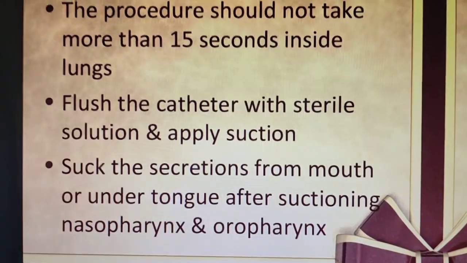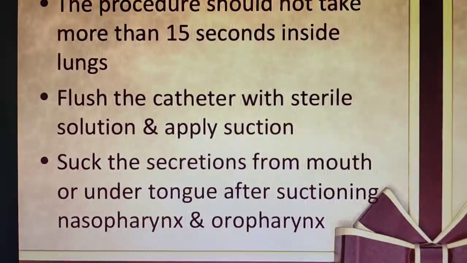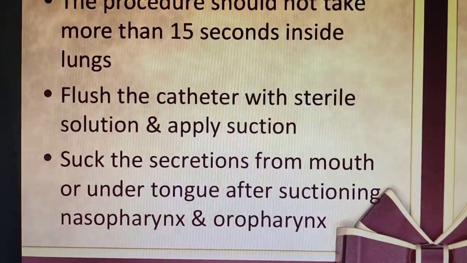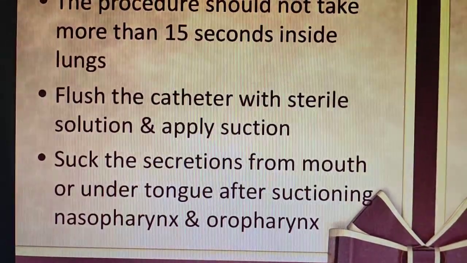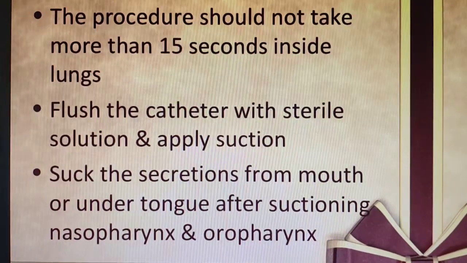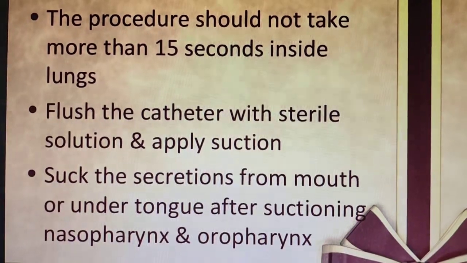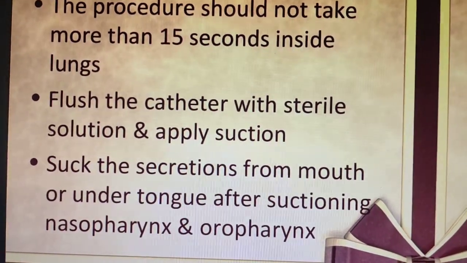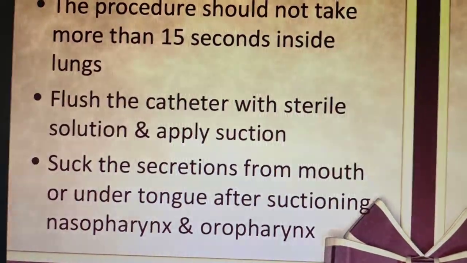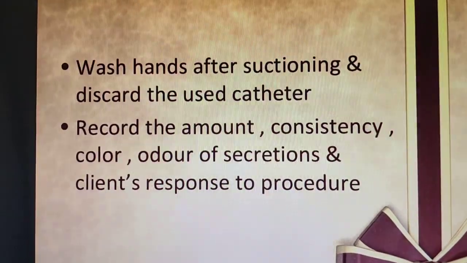Then flush the catheter with sterile saline and apply the suction. Then suck the secretions from the mouth or under the tongue after suctioning the nasopharynx and oropharynx. First you have to do the nasopharynx and oropharynx. The pharyngeal secretions you should remove first. After removing everything, you come to the mouth side, under the tongue, between the teeth and between the gums also, and suction the secretions.